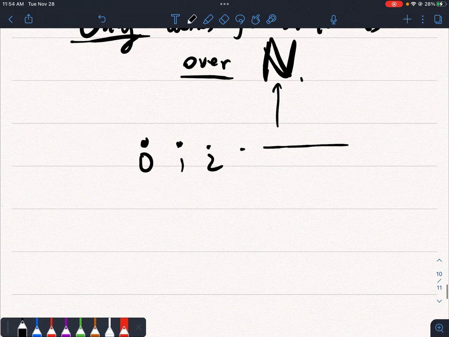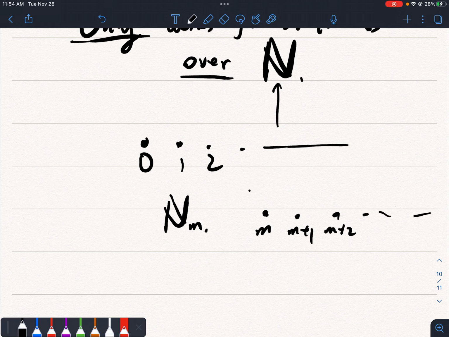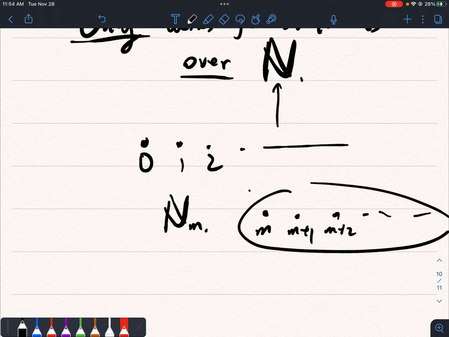Or it actually works over all the n, m, which are the numbers from m to infinity, so m plus 1, m plus 2. And when I say to infinity, I don't mean that we have a number that is infinity, although we can actually define it in a rigorous way, but let's just forget about it for now. It just means all the natural numbers bigger than or equal to m. We denote it by N_m.